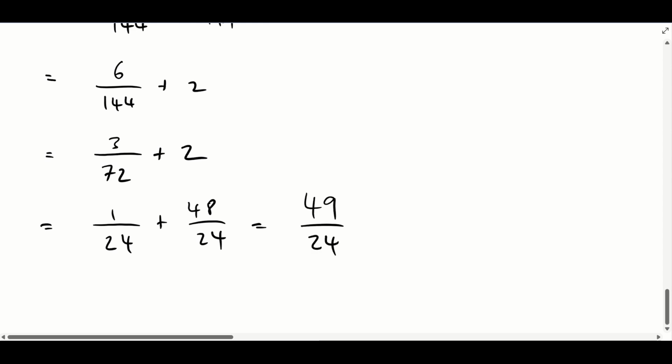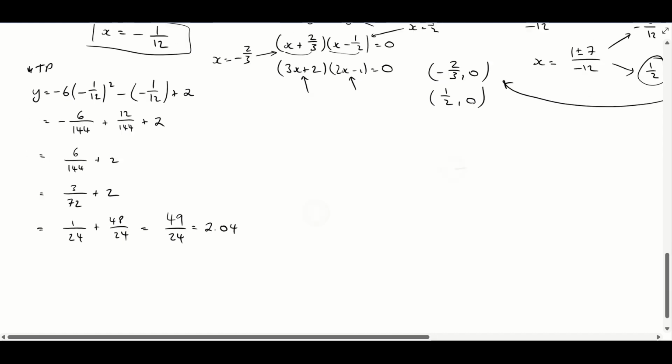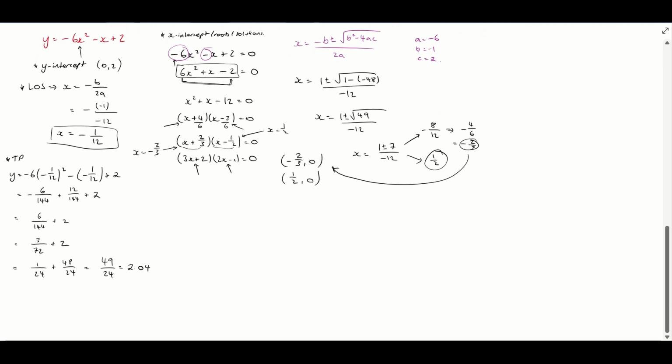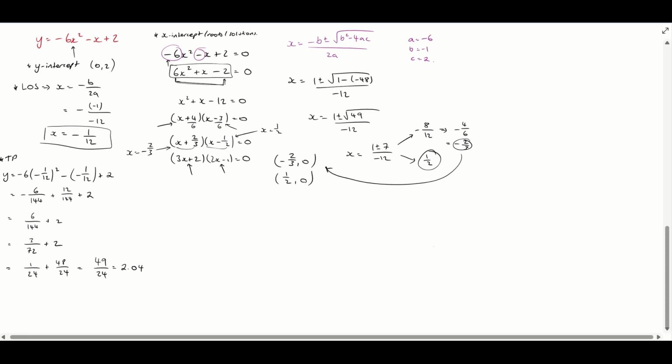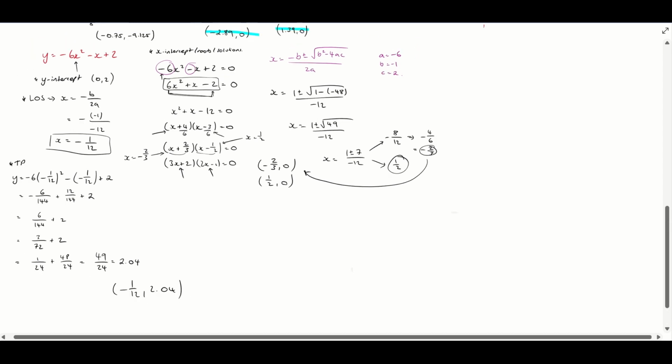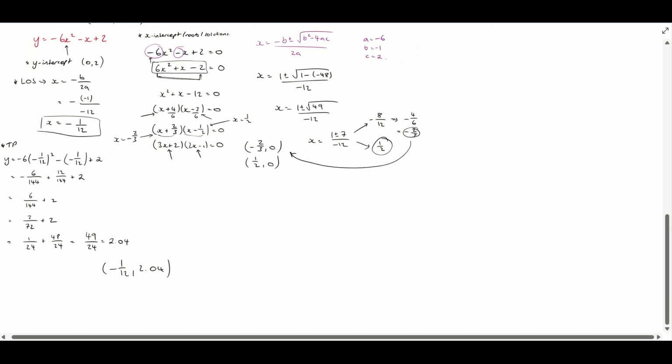And as a decimal, I know that this gets quite messy, but as a decimal, that would just be 2.04. But in reality, life isn't so pretty when we deal with these problems in real life applications, and we do often end up with these decimal numbers popping out. So we get 2.04 as our turning point. So it's going to be negative 1/12, 2.04. So let's sketch this thing.